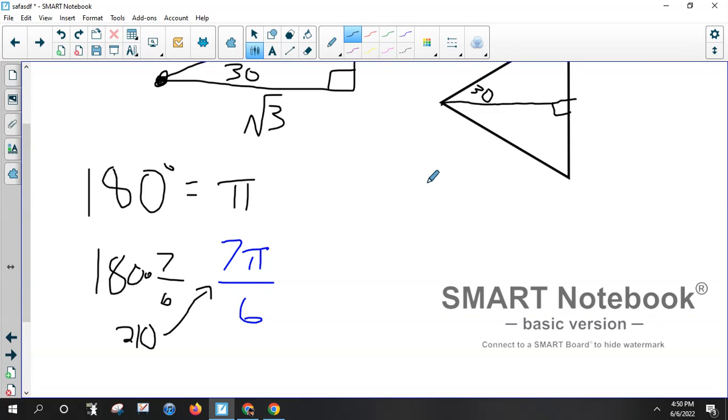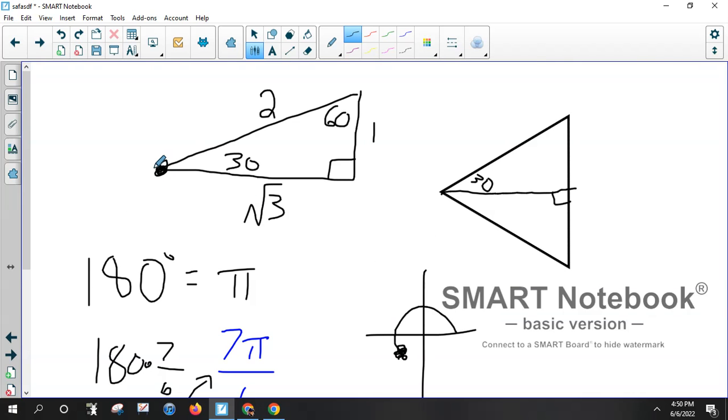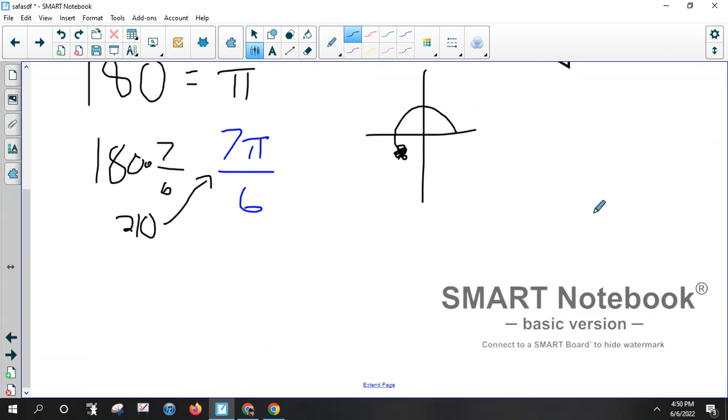And 210, there's 180. That's 30 degrees in the third quadrant. So I have a third quadrant triangle with 30 degrees at the origin. So I can now adjust my triangle. Origin, 30.